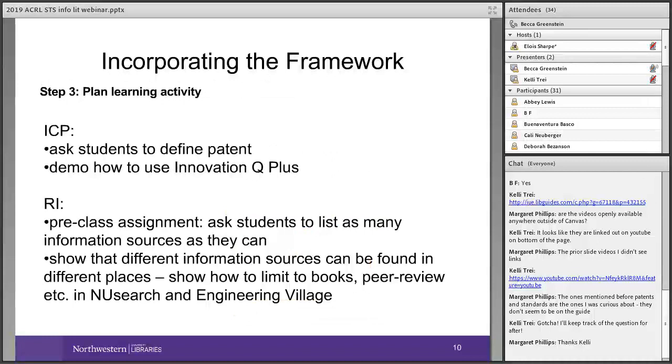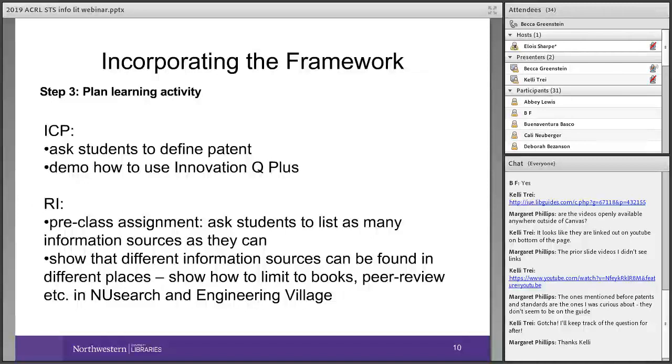sorry. Okay, so the very last step is to plan the learning activity. So for information creation as process, the learning activity would be to ask students to define patent and demonstrate how to use Innovation Q Plus, which is one of our patent databases.